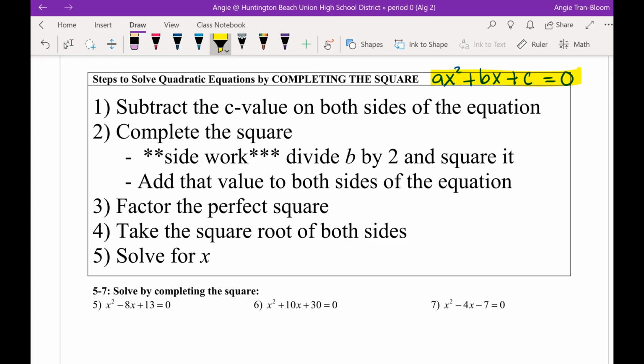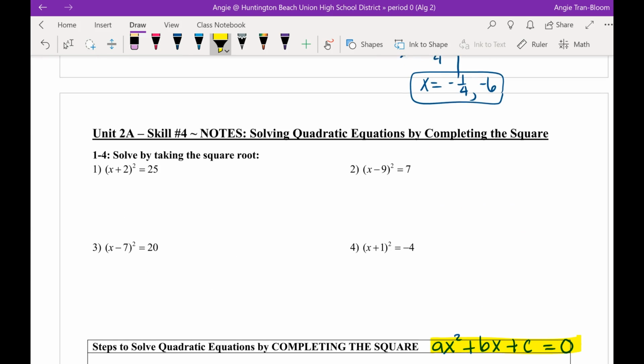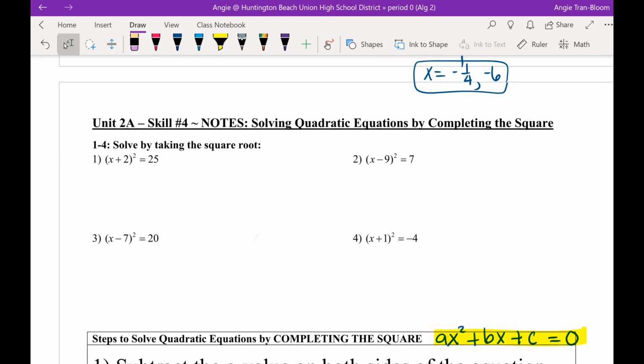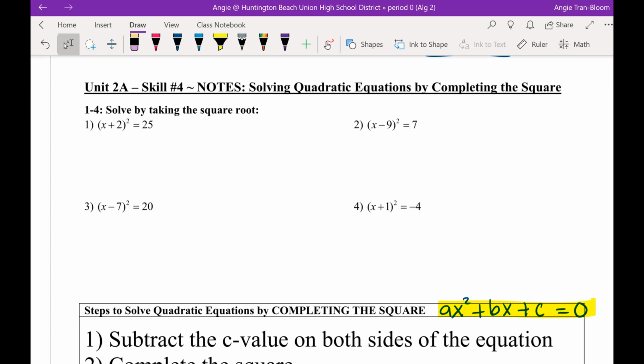Perfect. Okay. Can you help me read number 4, please, Ryder? Perfect. And then number 5, Joey? Perfect, and that's really normal. Okay. So we're going to come back up and do this one. Solve by taking the square root.